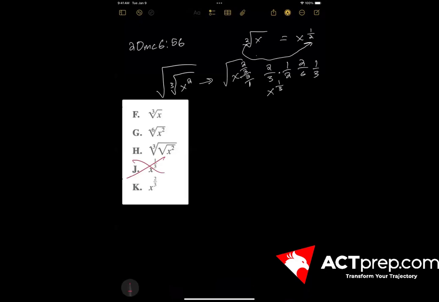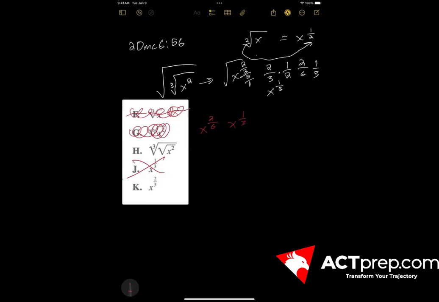And we also know that x to the 1/3 is the same thing as the cube root of x. So F is gone because it does work. So we can go through and just simplify the remainder of these. If we do G, simplify, which is 2/6, which simplifies to 1/3. And so therefore G is going to be the same.